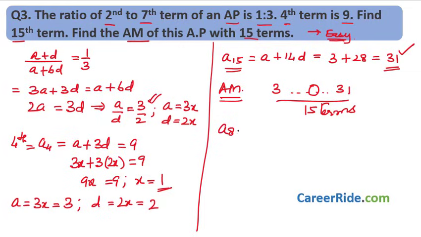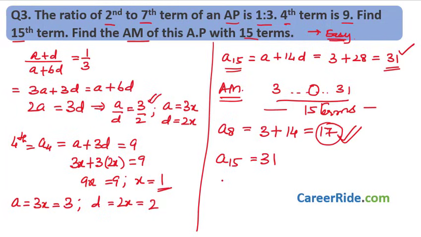Middle term here means what? The 8th term. 7 on left, 7 on right, and 1 in between becomes the 8th term, right? What is my 8th term here? A is 3 plus 7D, right? So 7 into 2 is 14. 14 and 3 is 17. So my arithmetic mean here is nothing but 17. My 15th term here is 31 and my arithmetic mean for this series of 15 terms is 17.